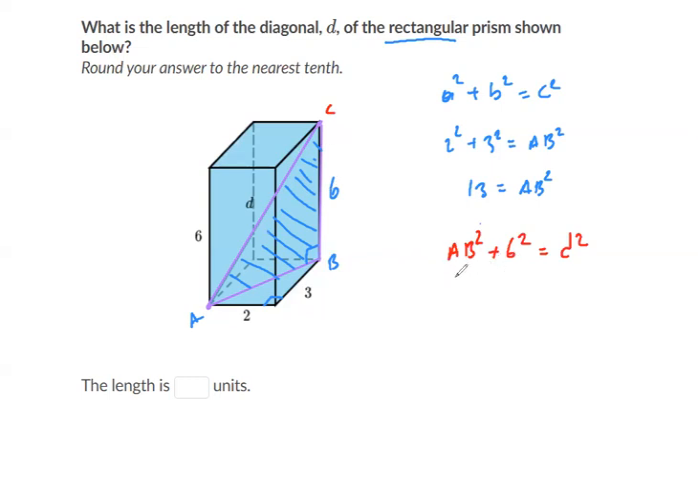Then the sum of the squares of those two legs has to equal the square of the hypotenuse, which is AC in that case. I do know AB squared is 13, so I can replace with that, and 36 is equal to D squared. If you add these, you get 49 is equal to D squared. Square root both sides, so D will be 7. And that is our final answer.